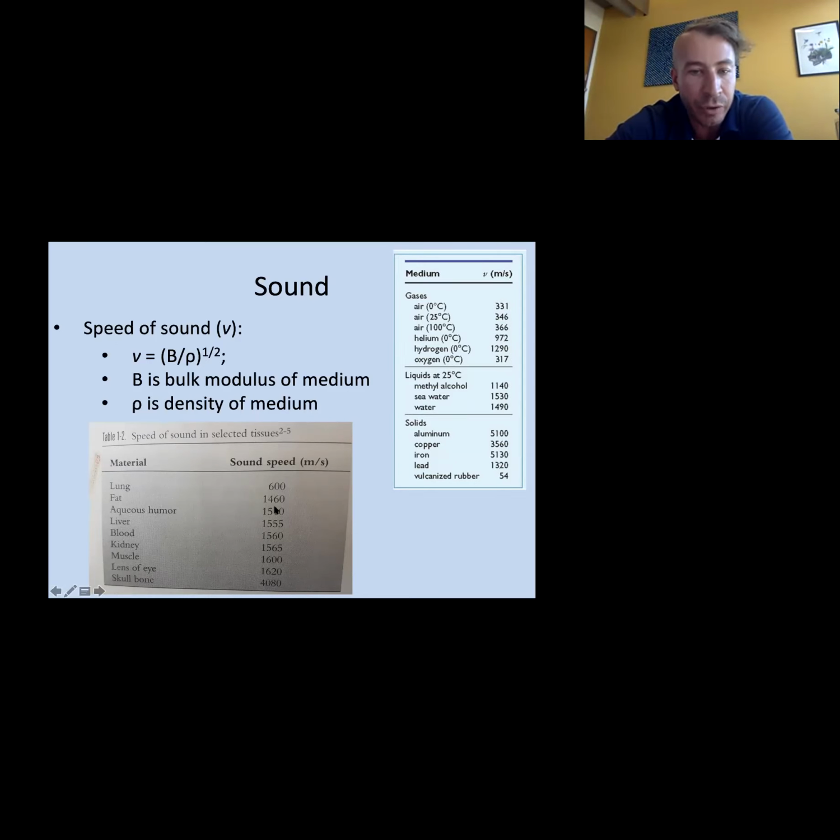Most tissue, people approximate the speed of sound in the human body as 1540. So that's the number that is most often used when people use ultrasound in people, 1540. And of course, it varies in these different kinds of tissue, but by and large, that's a pretty good approximation. And then I'm just including up here some of the speeds of sound in other media.